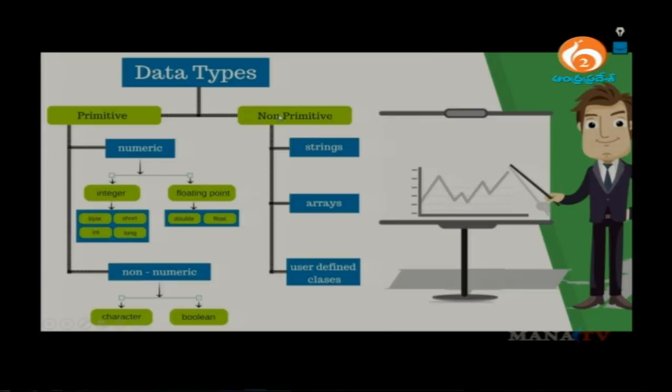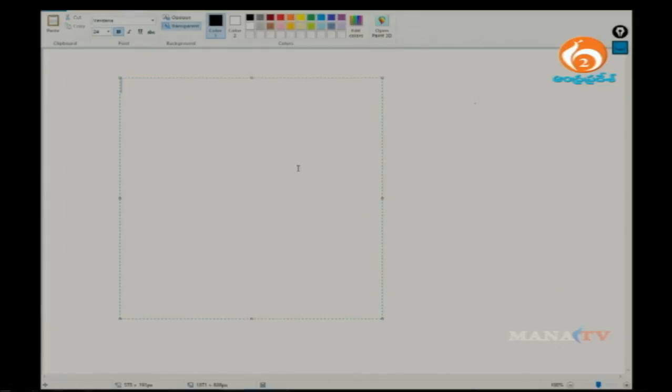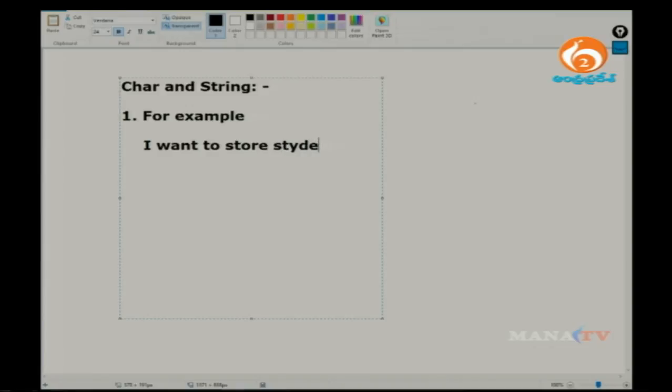When it comes to non-numeric data, it comes with strings. What is the major difference? People have a doubt about the difference between a character and a string. For example, there are two questions we have. For example, I want to store a student grade. Student grades are nothing but A, B, C or D. These are the four grades which we have for every student, anyone.